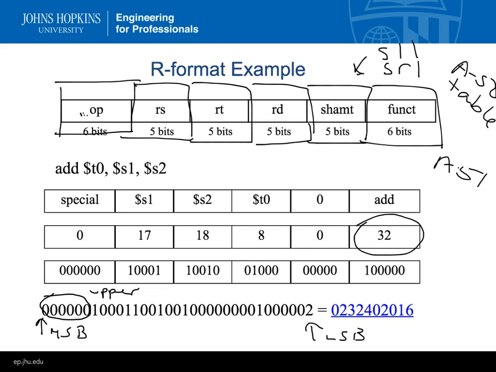So here's how add S1 to S2 and put it in T0 would be set up. And of course, this is the assembly language. And this is the machine code. And because there's so many annoyances in this class, they're kind of in a slightly different order here.